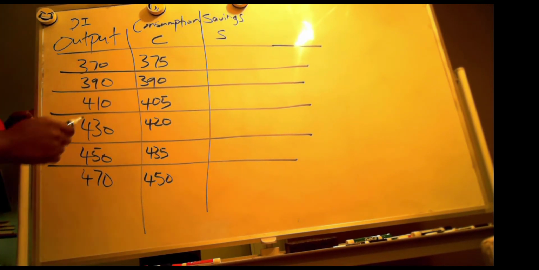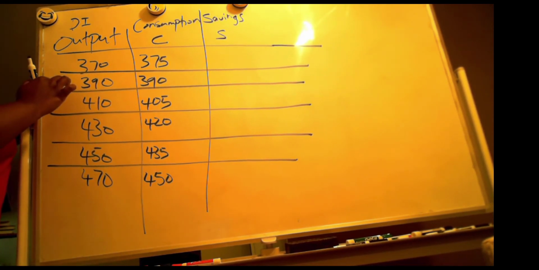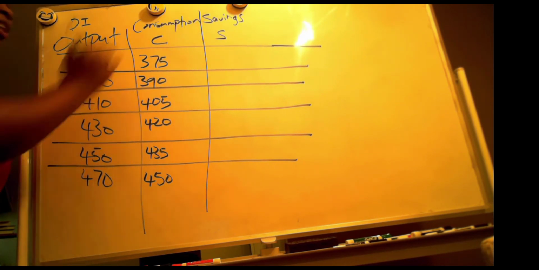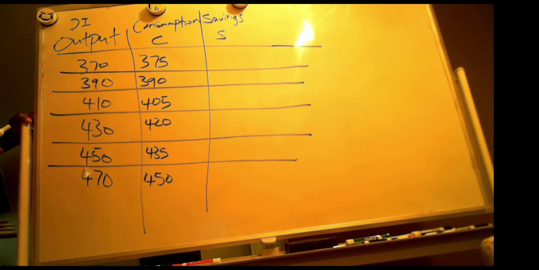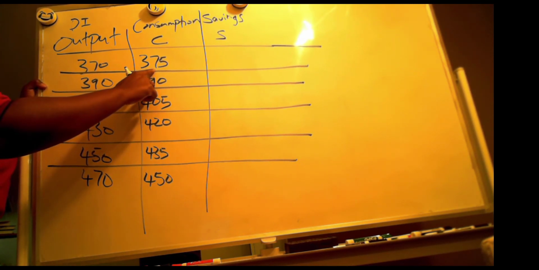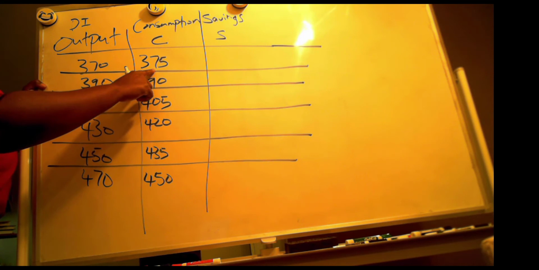Get used to the symbols. DI, disposable income. C, you know as consumption. So let's get the S in there, savings. Now, work with me here. Pay attention. Look for a minute. When your disposable income is 370 and you're consuming 375 worth of stuff.